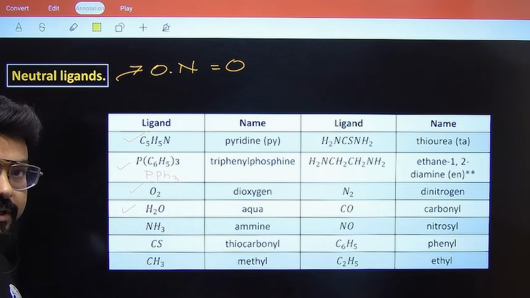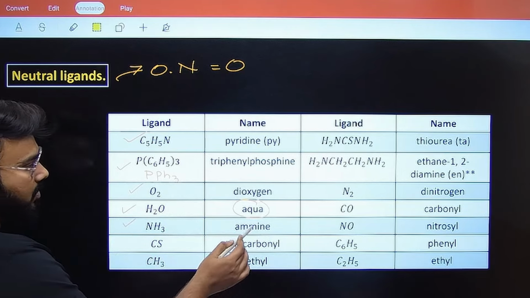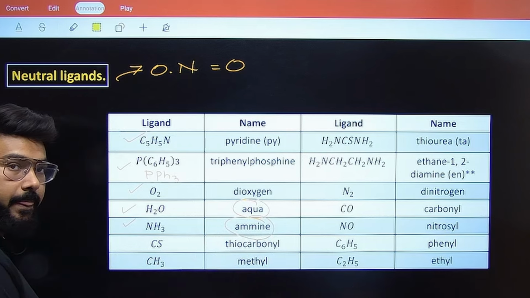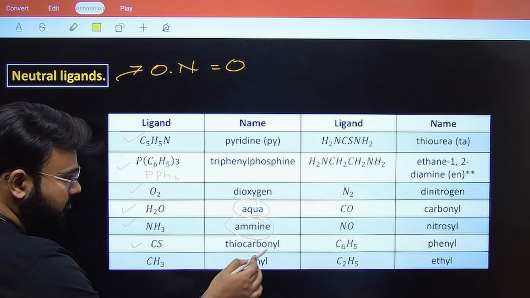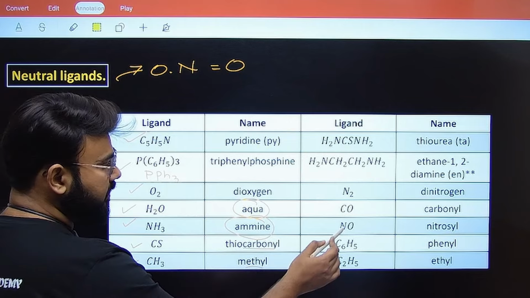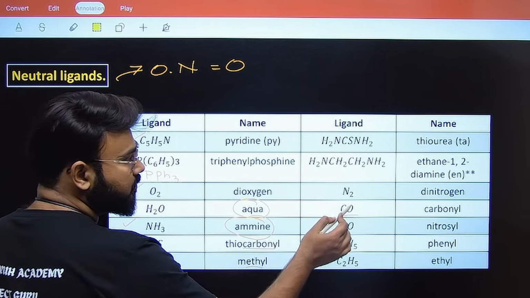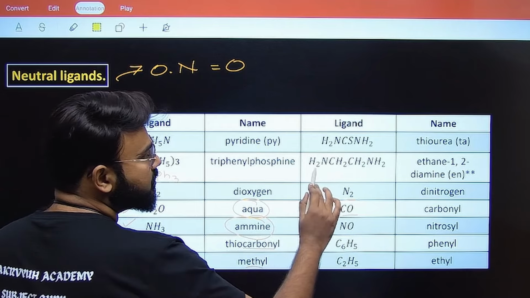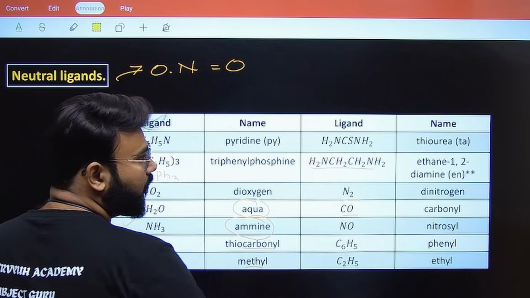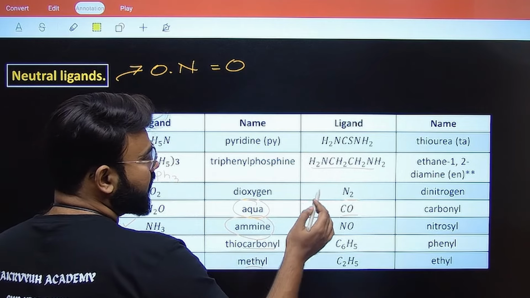Remember, the name of H2O is aqua. NH3 is called amine, with a double M. CS is thiocarbonyl. CH3 is called methyl. CO is carbonyl. CS is thiocarbonyl. N2 is dinitrogen. Then you have ethane-1,2-diamine.